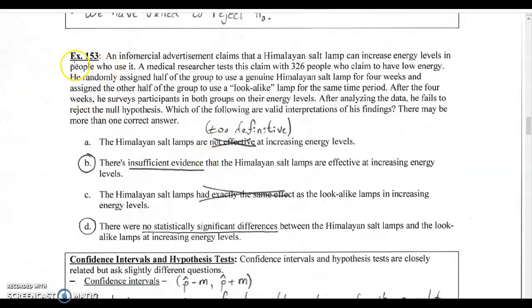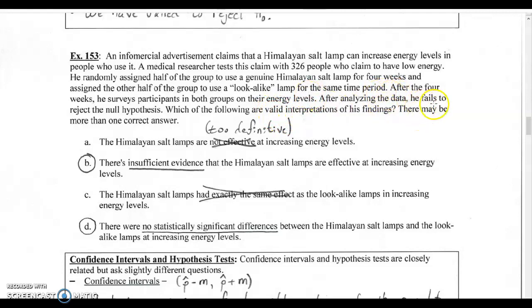Let's look at this example, where these are kind of similar ideas. An infomercial advertisement claims that a Himalayan salt lamp can increase energy levels in people who use it. A medical researcher tests this claim with 326 people who claim to have low energy. He randomly assigned half of the group to use a genuine Himalayan salt lamp for 4 weeks and assigned the other half of the group to use a look-alike lamp for the same time period. After the 4 weeks, he surveys participants in both groups on their energy levels.